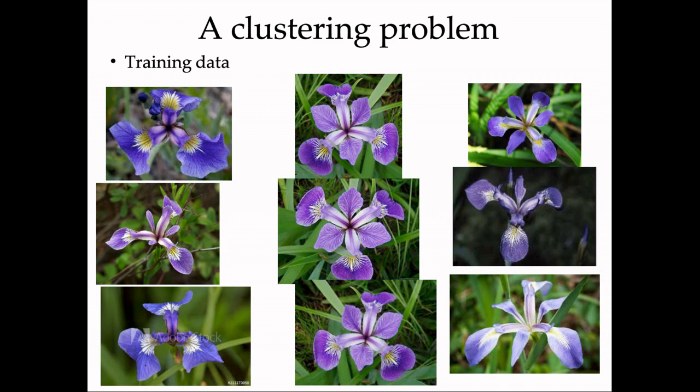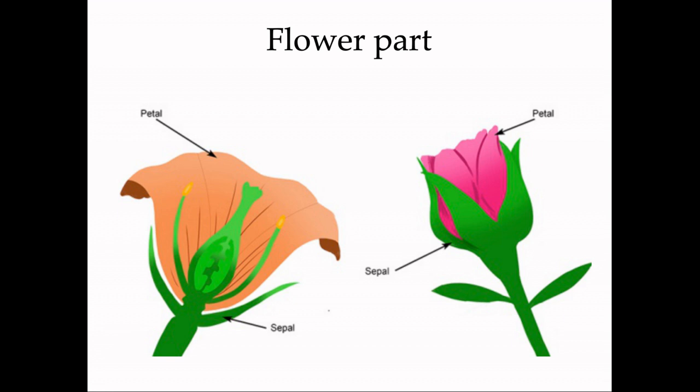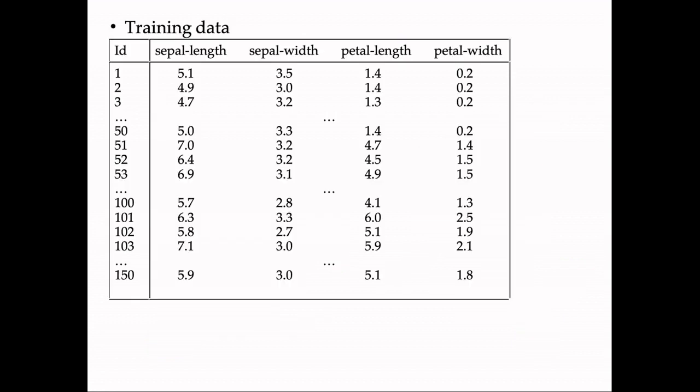Suppose that a botanist is given a set of flowers. The flowers look similar. However, they are not the same. The botanist's task is to find the classes of those flowers. To find the clusters, he measured petal and sepal. Petals are leaves that surround the reproductive parts of flowers. Sepals are the parts that protect the flower and bud. The training data has the sepal lengths, sepal widths, petal lengths, and petal widths of 150 flowers.